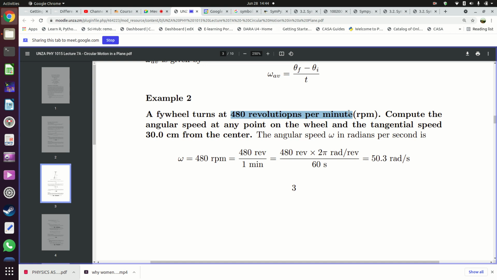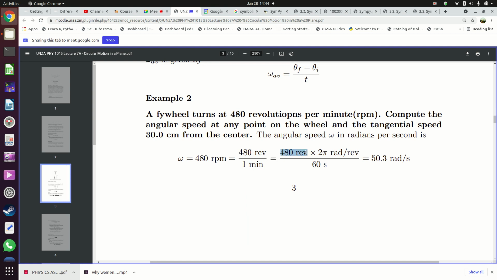So we can change this angular velocity. Omega is equal to 480 rpm. So how do you do that? This is 480 revolutions per minute, then you can change this. Remember what a revolution is. One revolution is 2 pi radians. So we can change units, and a minute is 60 seconds. So you can do this.